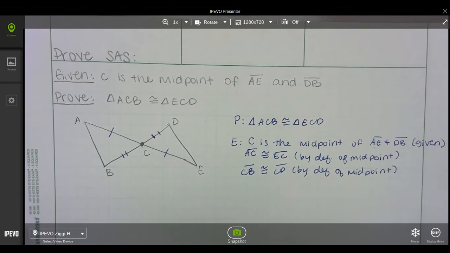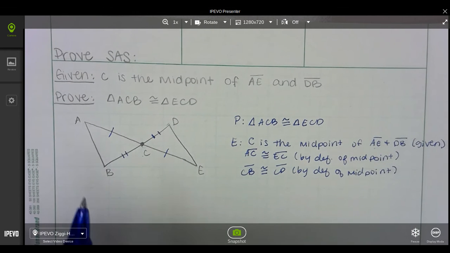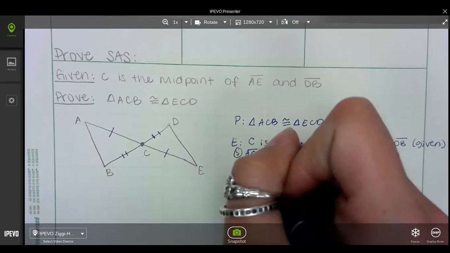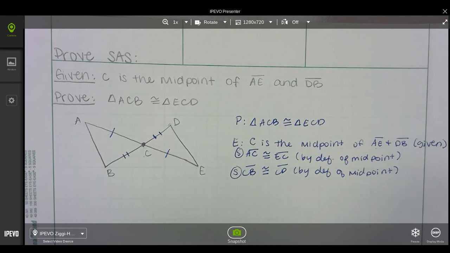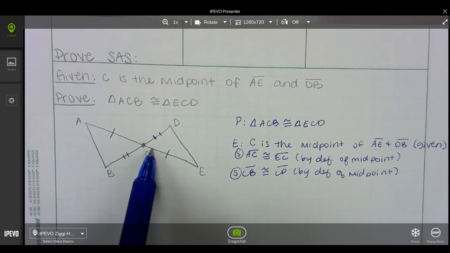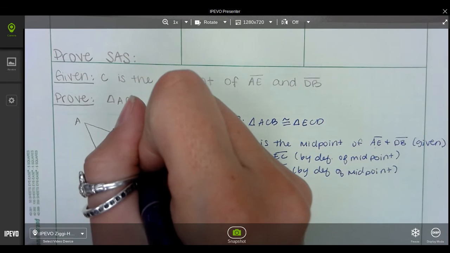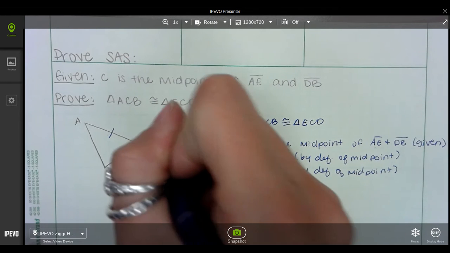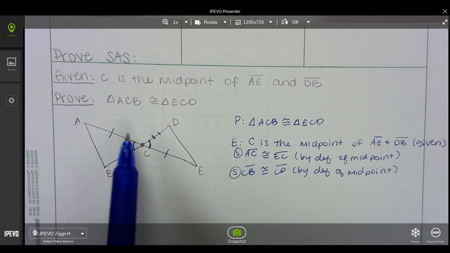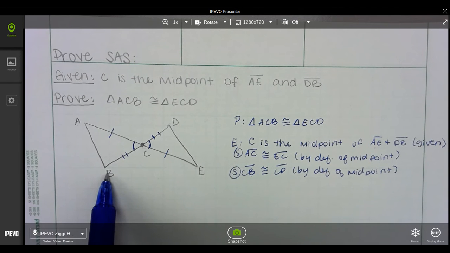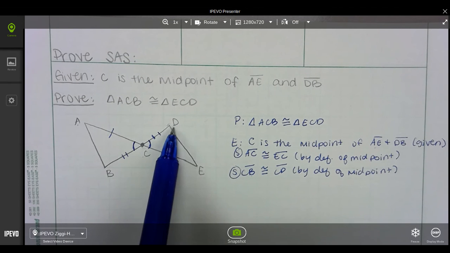Okay, so I'm trying to prove this by side angle side. Well, I already have two sides, so that's my side and my side. By side angle side, I need to prove that the angle that's sandwiched by my two sides is congruent. So I'm trying to prove angle ACB is congruent to angle ECD.